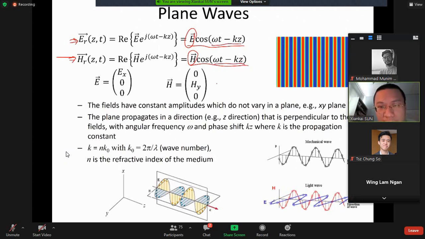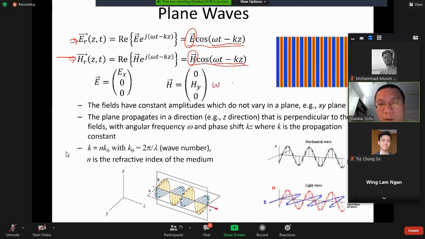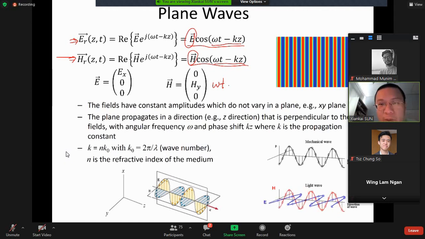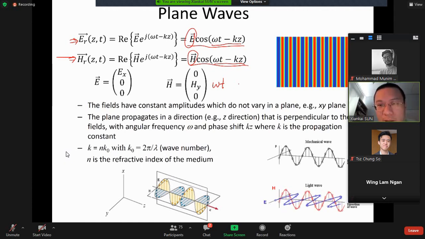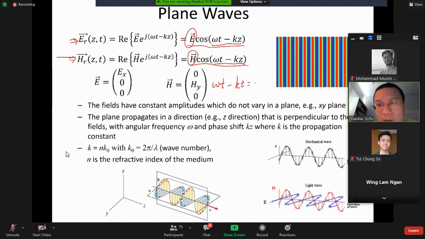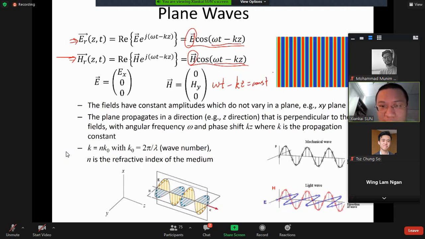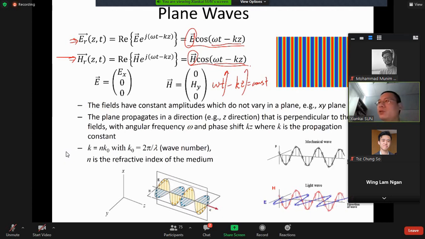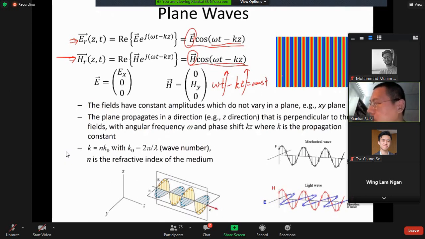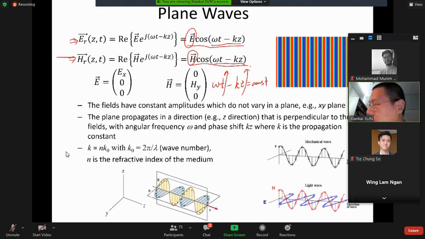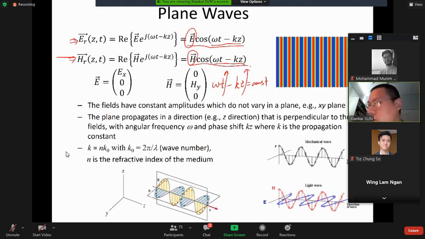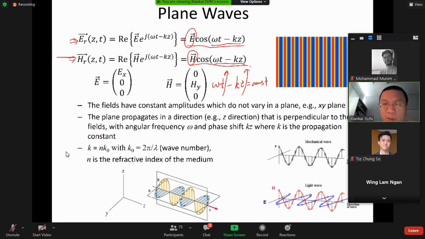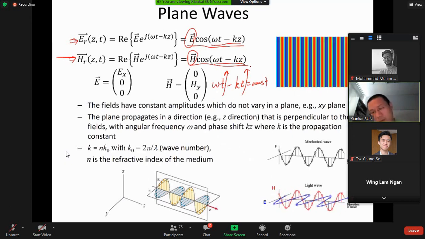So here you can tell that if you want to find out which direction this wave propagates, you just need to set this phase to constant. Then as t increases, you can find z also increases. That means if you want to track a certain point on that electromagnetic wave, you need to move in the positive z direction. So the wave is propagating along the positive z direction.